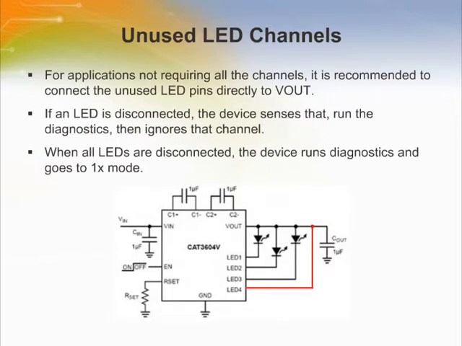For applications not requiring all channels, it is recommended to connect the unused LED pins directly to Vout. The figure shows the application with 3 LEDs. If an LED is disconnected, the device senses that, runs the diagnostics, then ignores that channel and goes back to the most effective mode. When all LEDs are disconnected, the device runs diagnostics and goes to 1x mode, where the output is basically equal to the input voltage. As soon as the output exceeds about 6 volts, the driver resets itself and reevaluates the mode.